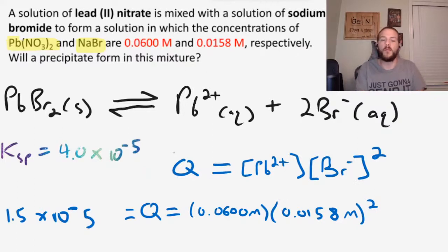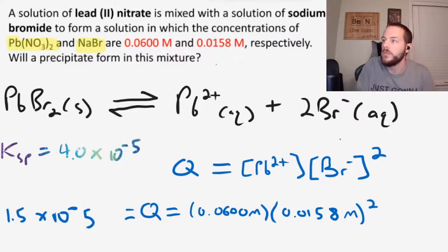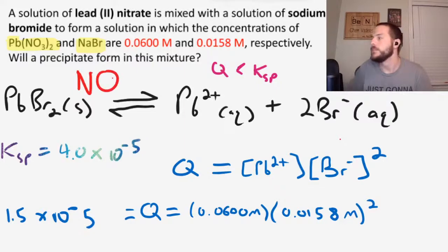So we can therefore conclude that since Q is less than KSP, that implies that this reaction will proceed to the right. If Q is less than K, then your reaction will proceed toward products. And so since Q is less than KSP, this will not precipitate. So the answer then is no. No, the precipitate will not form in this mixture.